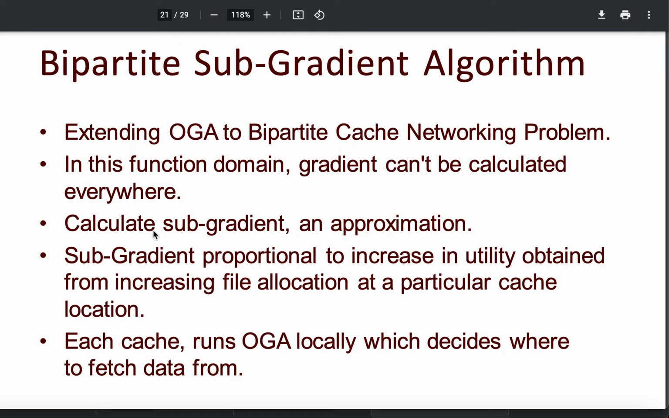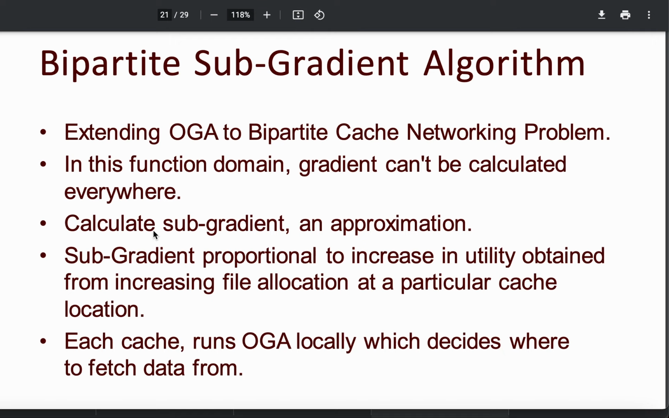So I know this is kind of obscure, but essentially what it means is, if you're going to increase the file allocation at a particular cache, what's the increase in utility obtained? What's the increase in sort of rewards? A more reinforcement learning parallel would be, what's the increase in reward obtained?